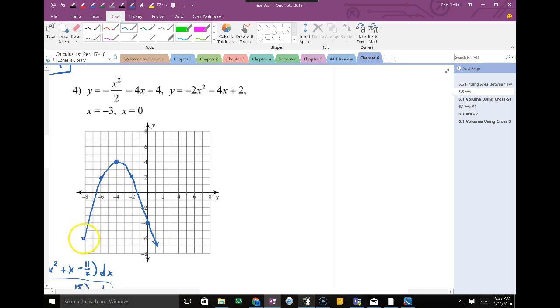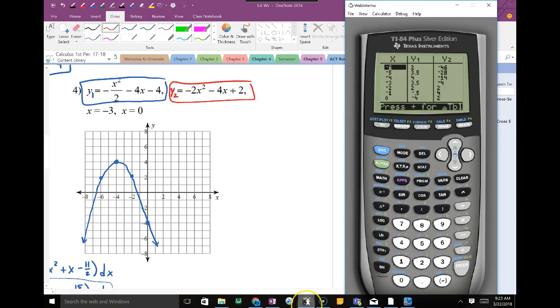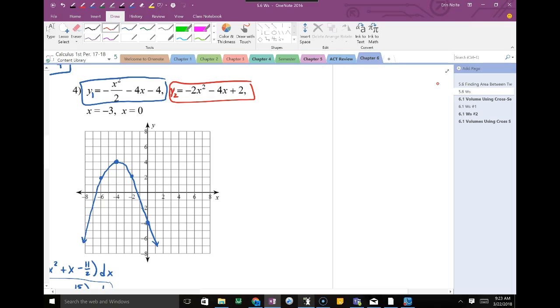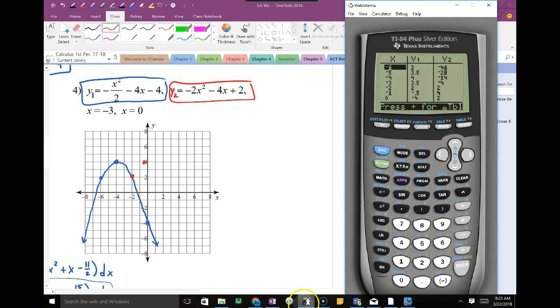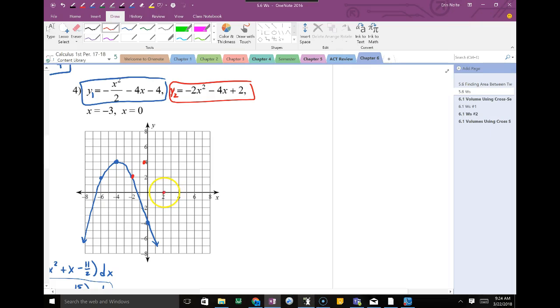So that's my first equation. I'm going to call that my y1. This is in blue. Now I'm going to do my second equation in red. That one looks like it maxes out at negative 0.54. Crosses at negative 2, 2. 0, 2. Wait, so those share? Yes, and that's very important too, because we want to know where these two functions intersect.